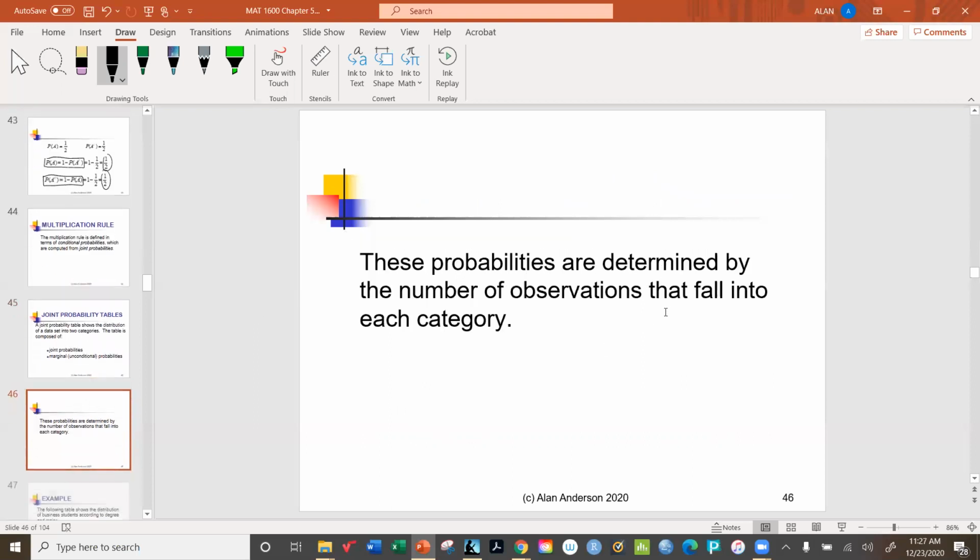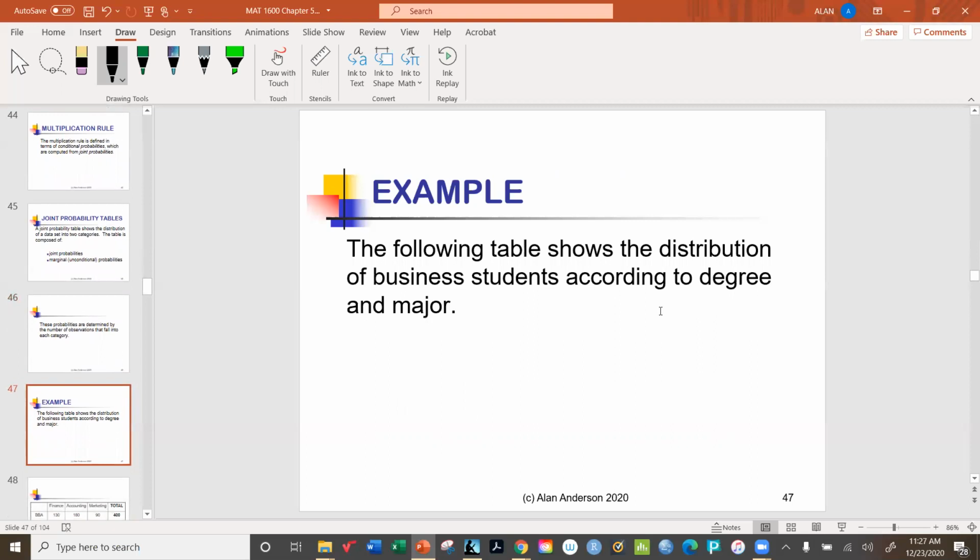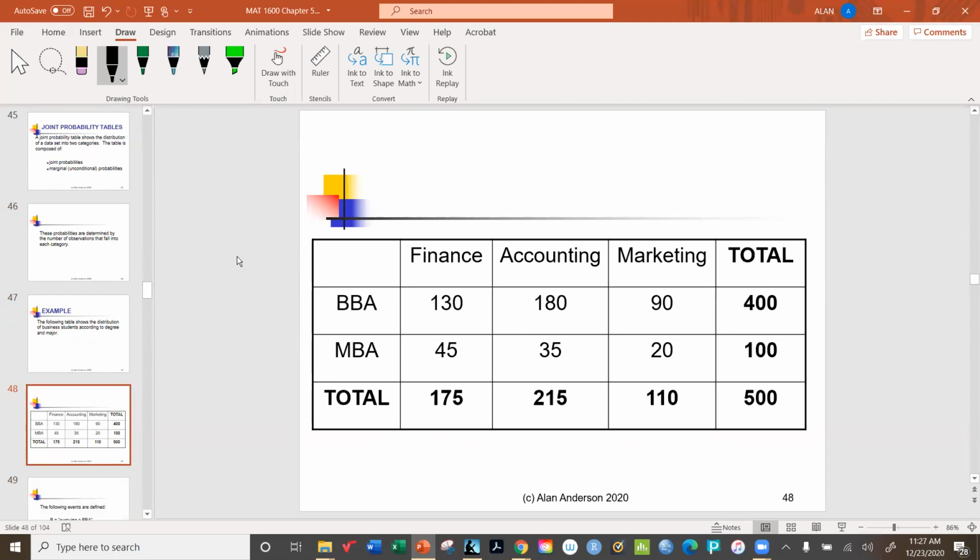All right, so let's look at this case. We're going to assume that there's a school out there somewhere whose business school has students who are getting either a bachelor's degree or a master's degree, and they're all either majoring in finance, accounting, or marketing. And so here's the table. These are the college students. They're getting a bachelor's degree in business administration, BBA. These are the graduate students. They're getting a master's of business administration, which is also known as an MBA. And there's only 3 majors: finance, accounting, and marketing.